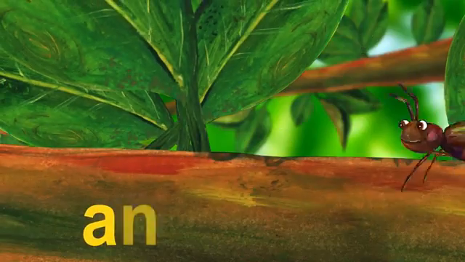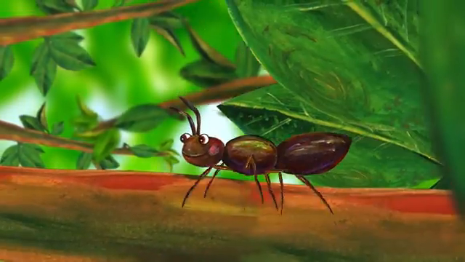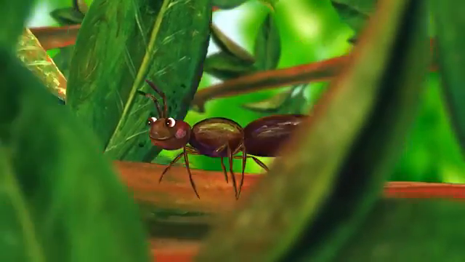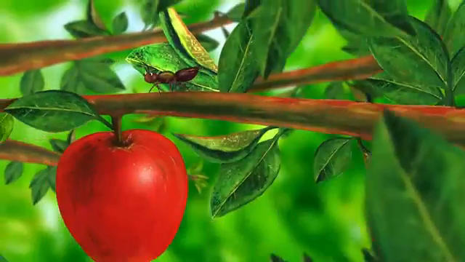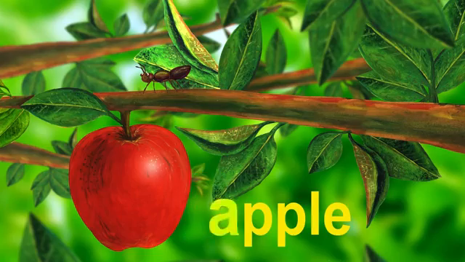We begin with the letter A. A is for ant. The ant found an apple. Apple starts with A.